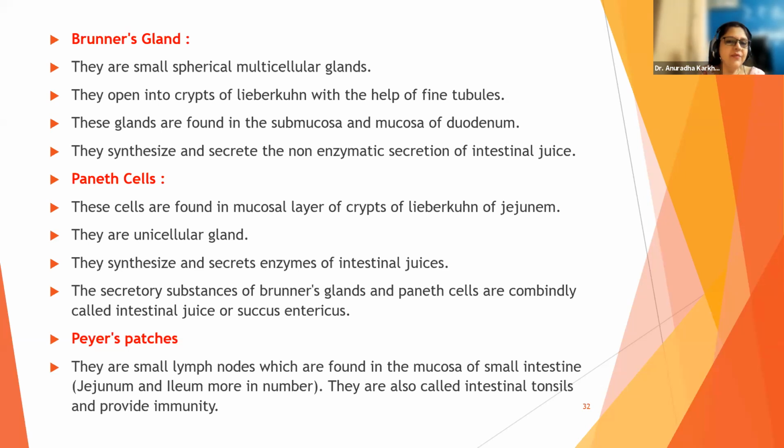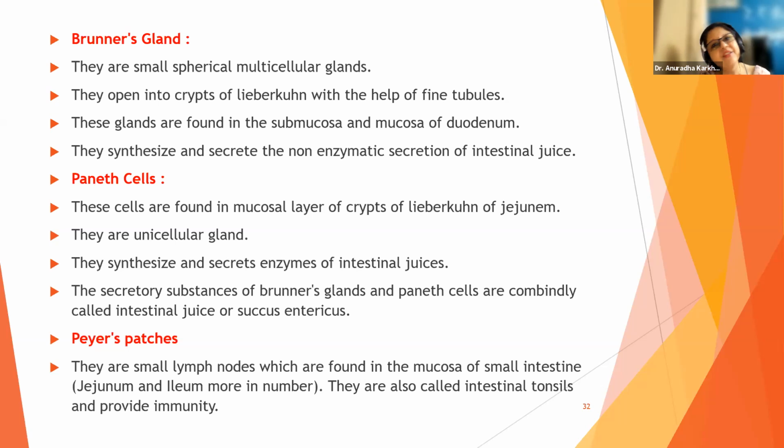So see, Brunner's gland was producing non-enzymatic secretion. Paneth cells are producing enzymatic secretion. They both will mix together to form succus entericus. What is succus entericus? I'll tell you, of course. The secretory substances from Brunner's gland, the non-enzymatic part, and that of the Paneth cells, the enzymatic part, combined would be called intestinal juice, or succus entericus.